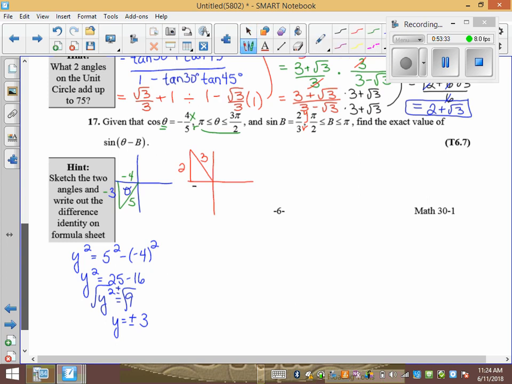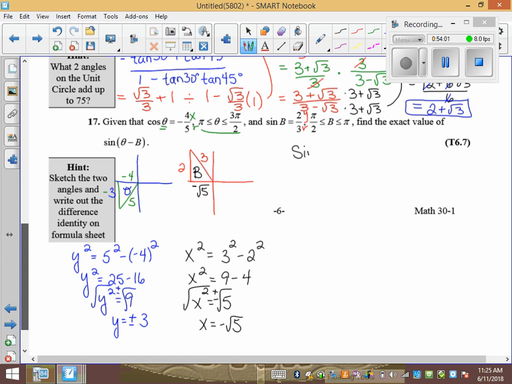But if you don't draw it, you won't know it's negative. Pythagorean Theorem, x squared equals 3 squared minus 2 squared. x squared equals 9 minus 4. x squared equals 5. Square root, plus or minus. So x equals negative root 5. And this is triangle b. So anything from b comes off that triangle. Anything from theta comes off the first triangle.